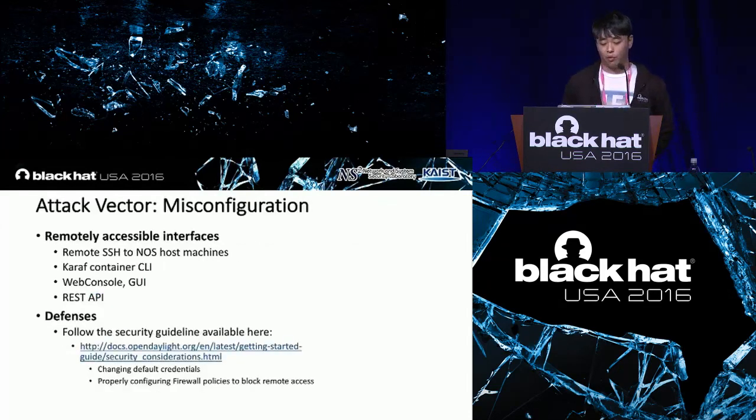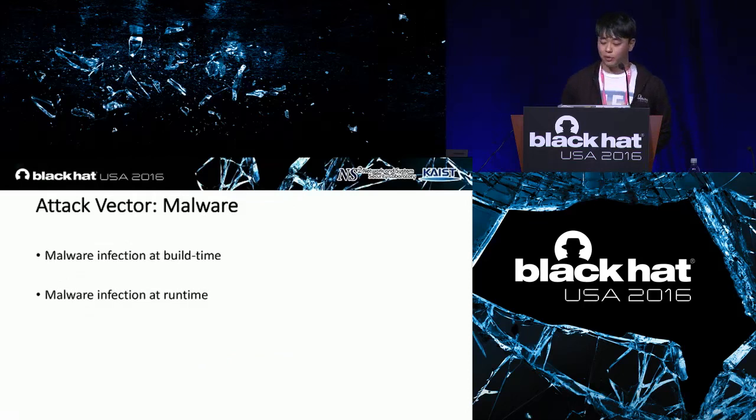So the first attack vector that we would like to introduce to you today is misconfiguration. ONOS and OpenDaylight both implement various interfaces for management purposes. And if an attacker can gain access to any one of these interfaces, the attacker can freely manipulate the entire SDDC network. Regarding this attack vector, the ONOS and OpenDaylight communities have released a security guideline, and the possible mitigation would be changing default credentials and properly configuring the network. Also, ONOS and OpenDaylight are prone to malware, and the infection can take place during the project build and also when they're running.